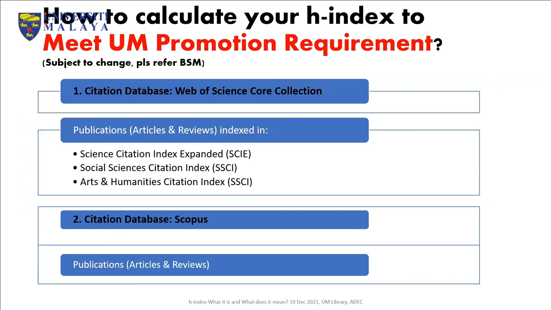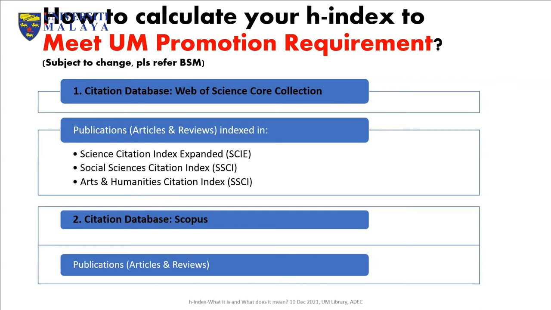When we refer to Web of Science Core Collection, there are only three databases that we refer to. The first one is Science Citation Index Expanded, followed by Social Sciences Citation Index and Arts and Humanities Citation Index. If you are a common Web of Science user, you should know that under Web of Science Core Collection, besides these three, there are also Book Citation Index, Conference Proceedings Citation Index, and the latest, Emerging Sources Citation Index. I call it ESCI, but some call it SKI, okay? But for the calculation of H index to meet the UM promotion requirement, we are restricted to these three: Science Citation Index Expanded, Social Sciences, and Arts and Humanities, okay?